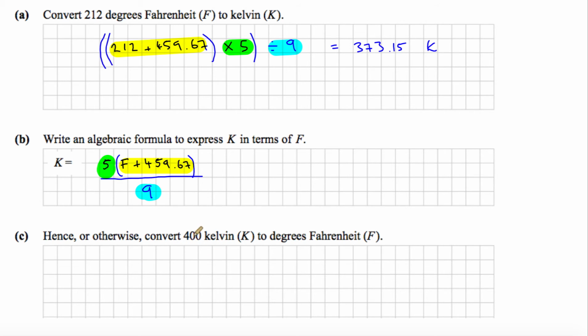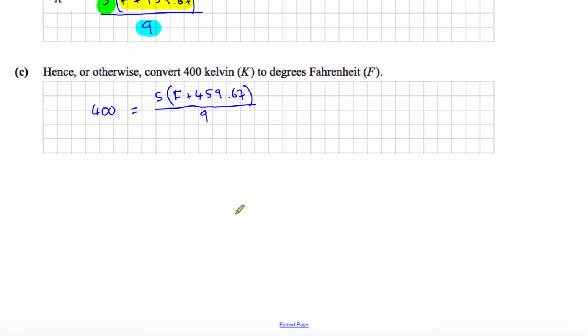So 400 degrees Kelvin, so we know K in this case, K is 400 degrees. So this time we're going to find out what's Fahrenheit then. So the F is what we're looking for. So 400 Kelvin is going to be equal to 5 by F plus 459.67, and that's all divided by 9. Okay, so we're looking for F, so if we're trying to isolate F, the first thing we're going to do is try and get rid of this fraction. So I'm going to multiply both sides by 9.